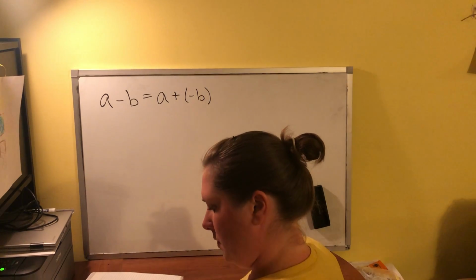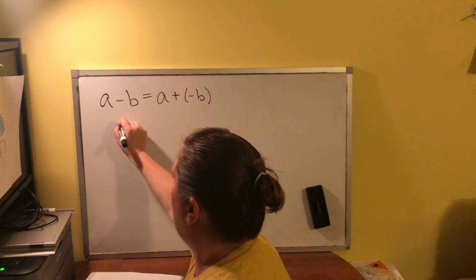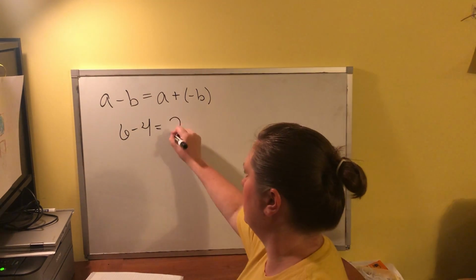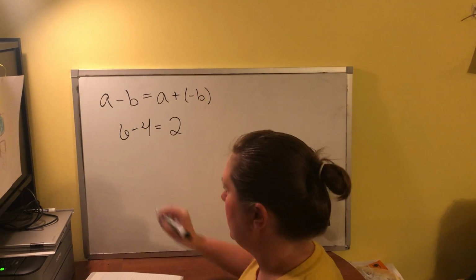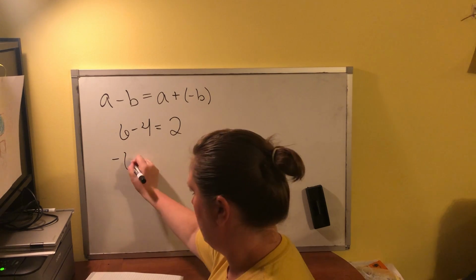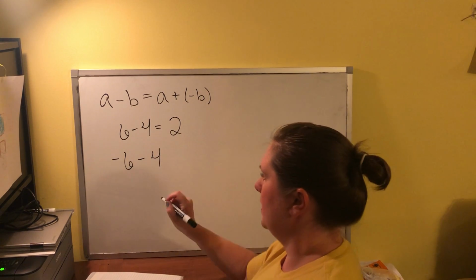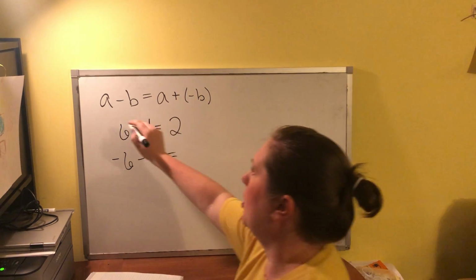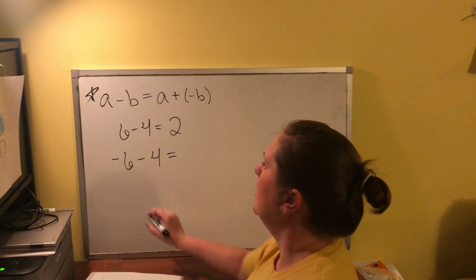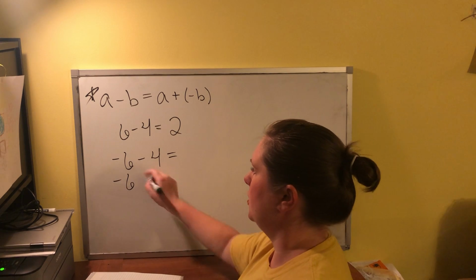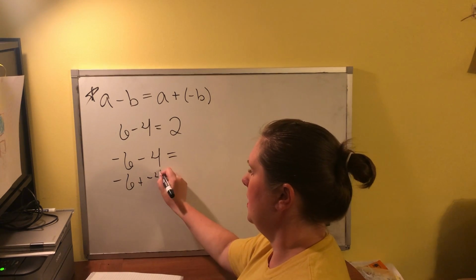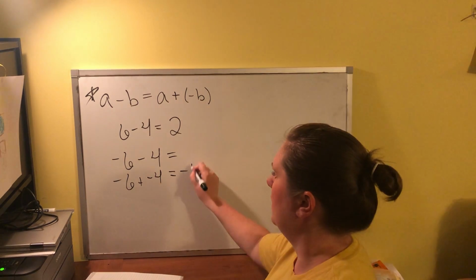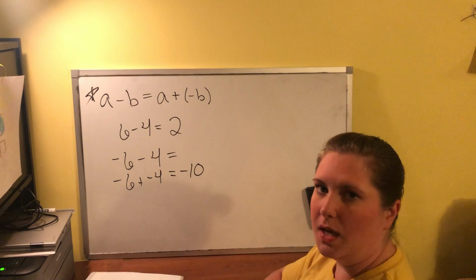We'll just do a couple more of those. We know how to do 6 minus 4, right? 6 minus 4 we know is 2. If we were given negative 6 minus 4, okay, we need to use our property up here. So we're going to have our negative 6. We're going to change the subtraction to addition and add the negative. So this is now negative 6 plus negative 4, which gives us our negative 10.